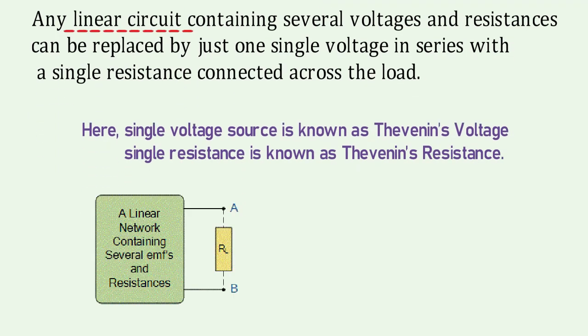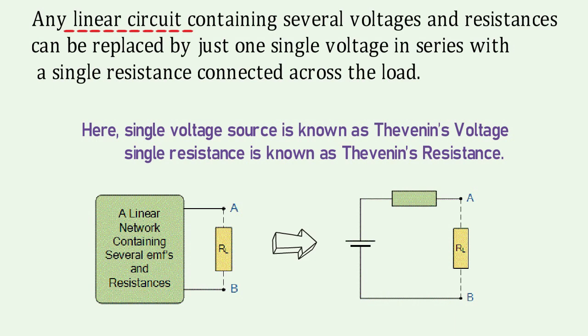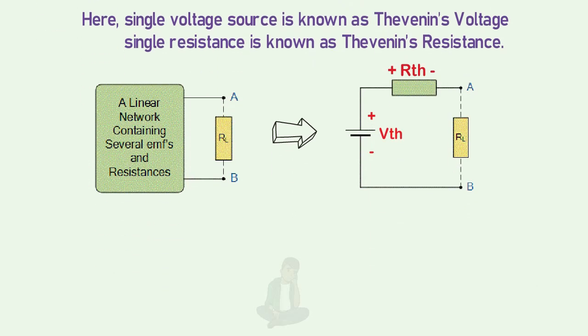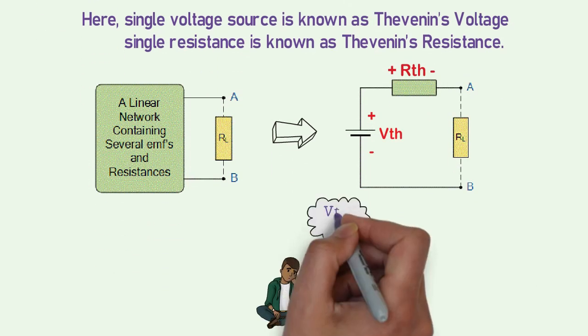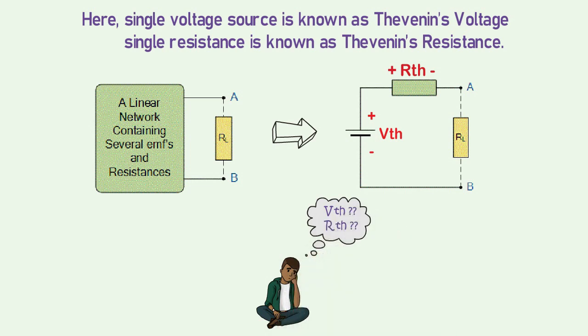From this figure, the concept of Thevenin's theorem can be understood nicely. Here, VTH and RTH are Thevenin's voltage and resistance respectively. But now, the question is how to find that Thevenin's voltage source and Thevenin's resistance.